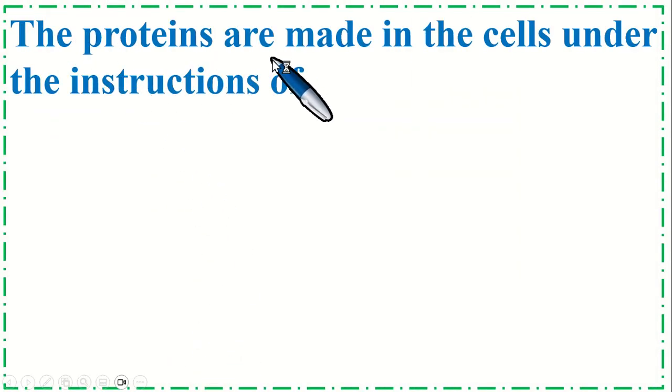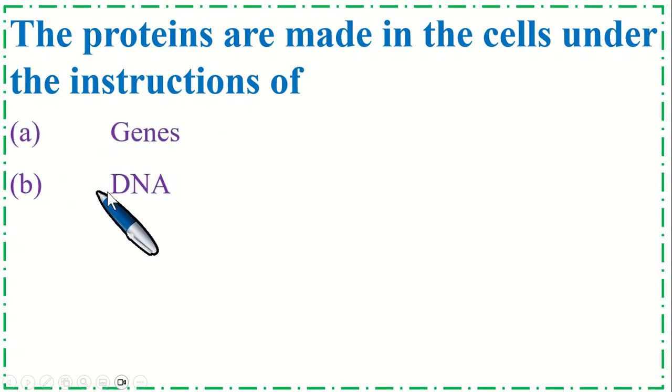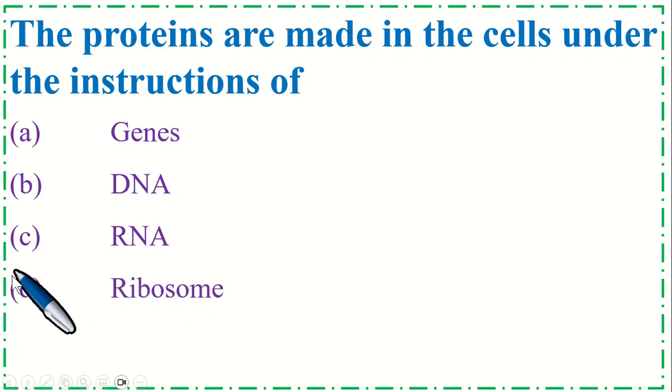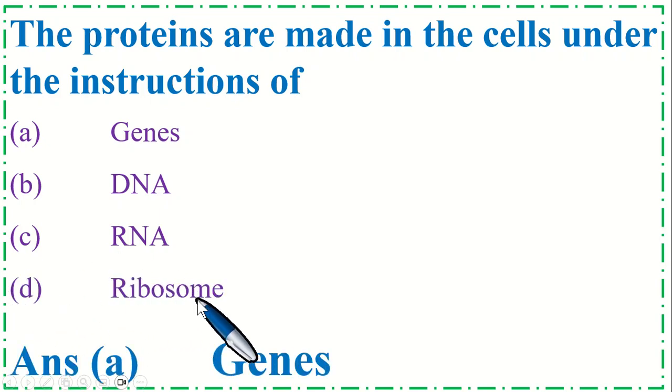The proteins are made in the cells under the instructions of option A, genes. B, DNA. C, RNA. And option D, ribosome. So the correct option is A, genes.